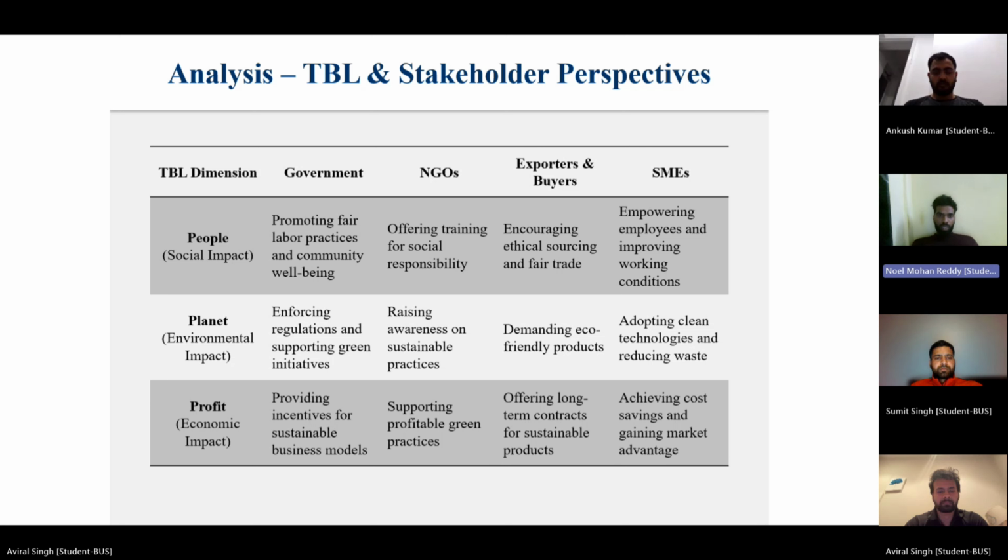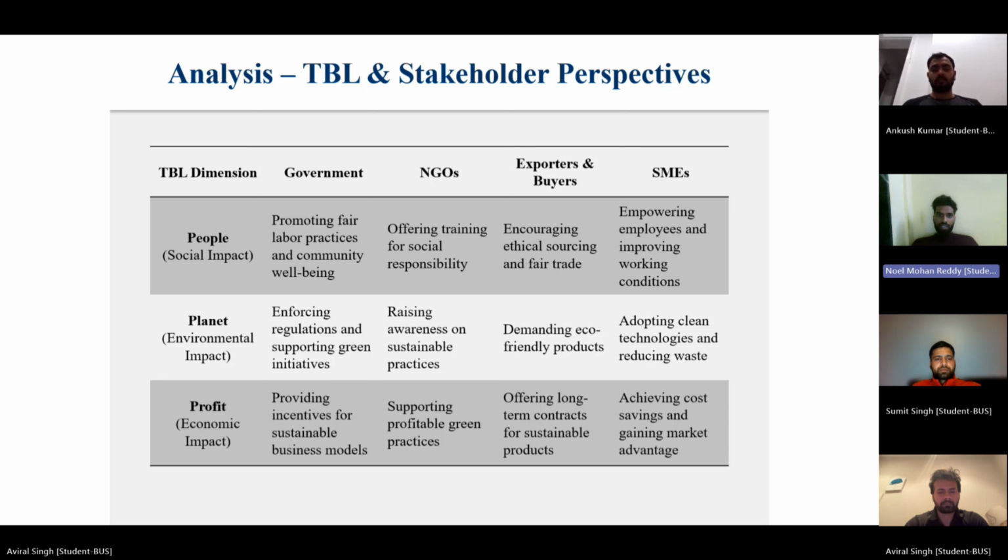From the stakeholder perspective, we also observe increased collaboration. NGOs are stepping in to train SMEs. Government agencies are offering grants. Buyers are providing toolkits, but these efforts remain fragmented. Our proposal is to consolidate these actors into a coherent system.